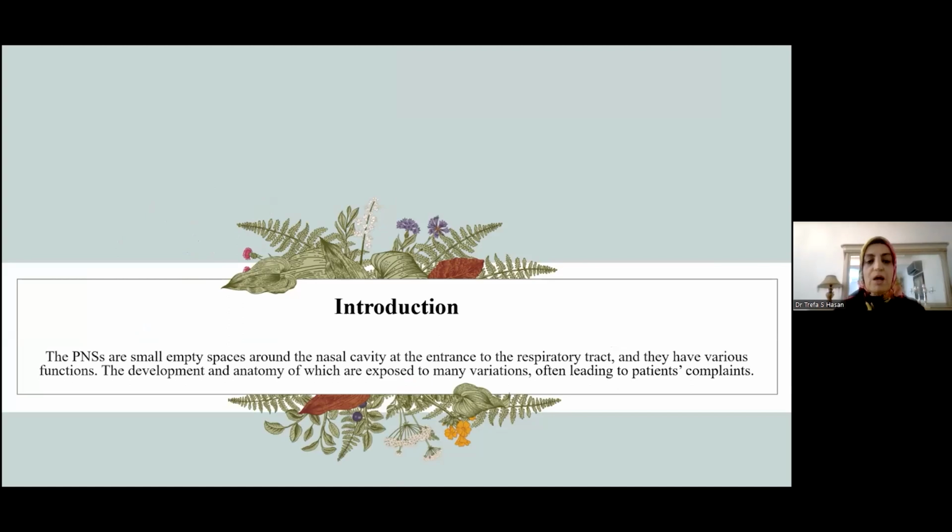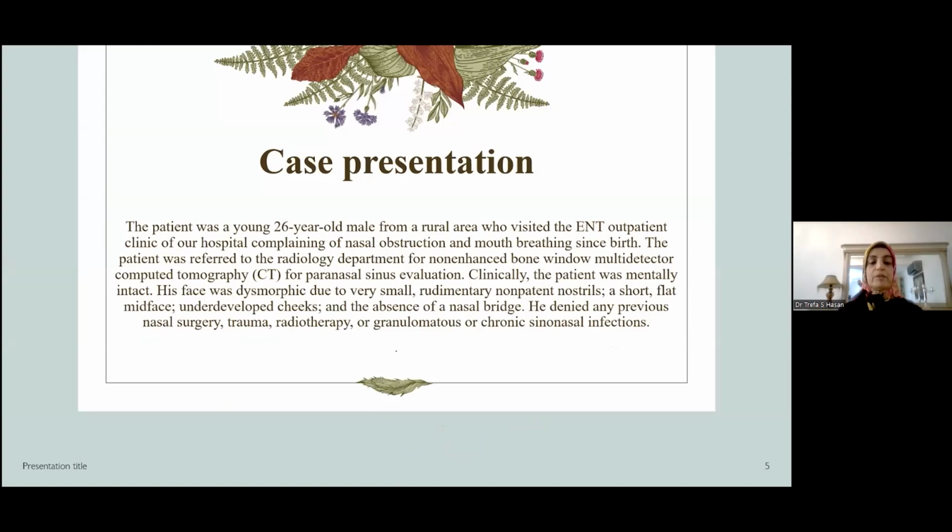All right, so the development and anatomy of nose and paranasal sinuses are exposed to a variety of variations and abnormalities that lead to patient presentation and complaints. My patient, whom I have reported, was a young 26-year-old male patient from rural areas who visited an ENT outpatient clinic at my hospital. I am working in Iraq, Erbil city. My hospital is Erbil Teaching Hospital. The patient presented there with complaints of nasal obstruction and mouth breathing since birth.